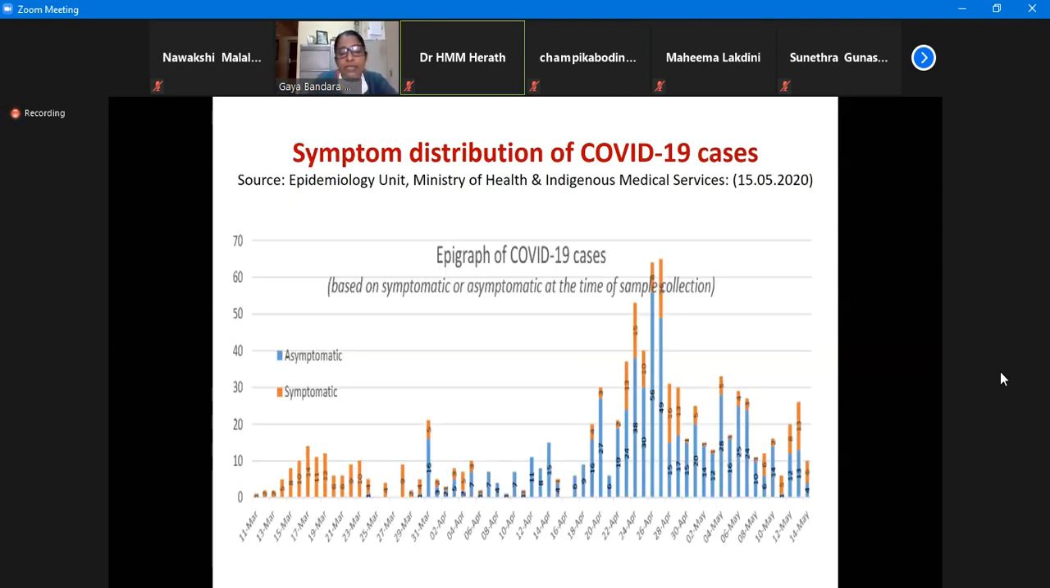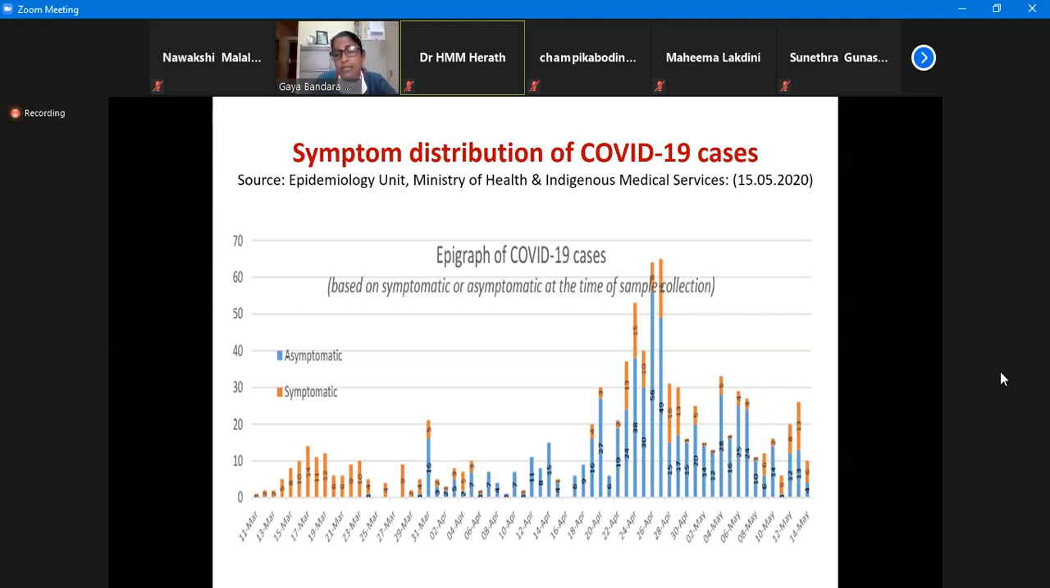And this will show you the distribution of cases according to the symptomatic nature at the time of diagnosis. You can see that during the initial part of March, most of the cases that we detected were detected through symptoms. They were symptomatic cases. Towards the latter part, most of the cases that we detect are detected through screening. Those are the ones marked in blue. Now you can see that most of the cases that we come across are asymptomatic cases.